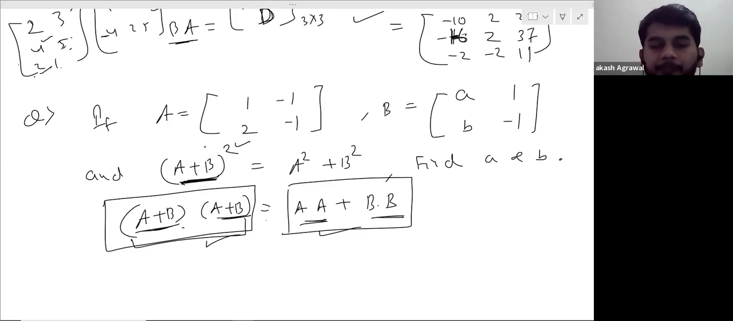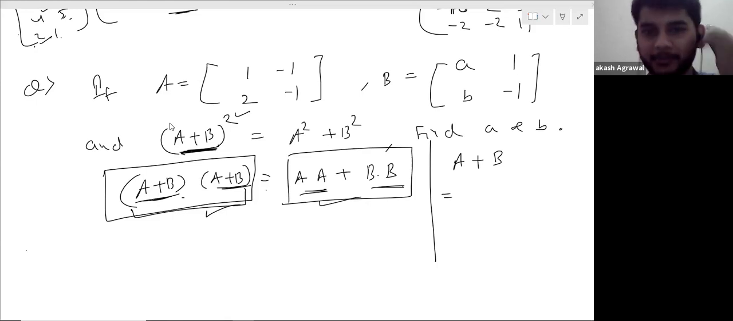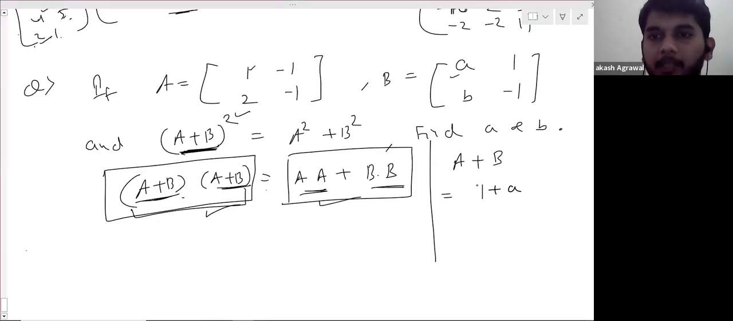Are you able to solve this, guys? Can anyone tell me what is A plus B? Yes, Deborah, what is A plus B? Sir, I got this addition: 1 plus A, 0, 2 plus B, 2. Yes, absolutely correct. Plus A and minus 1 plus 1 is 0. And 2 plus B, this is minus 2. Then minus 2. Very good.